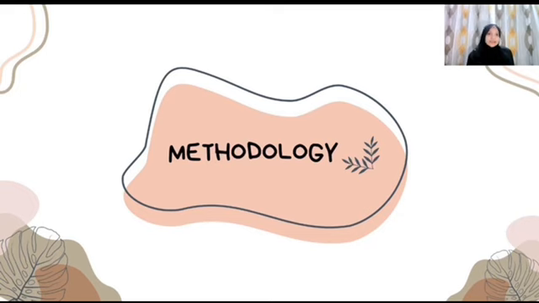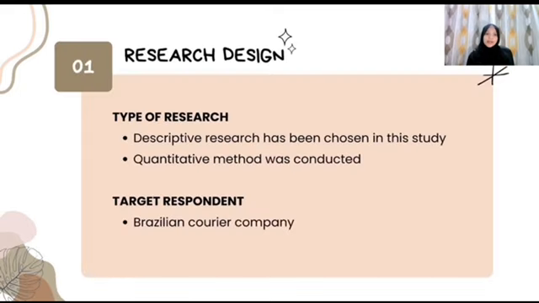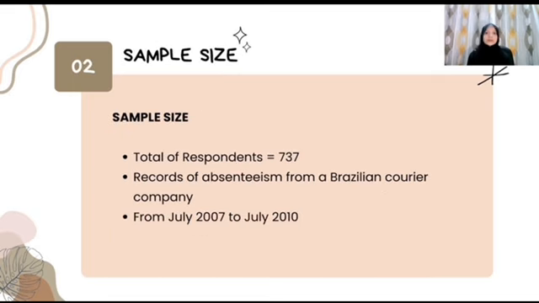Next, I'll be explaining the methodology. First, in the research design, the type of research that we chose in the study is descriptive research, as it is used to describe the characteristics of a population. This study has used the quantitative method because it used past research and it involves collecting and analyzing numerical data.